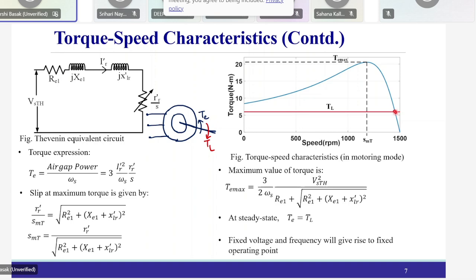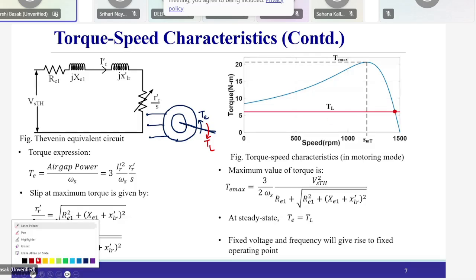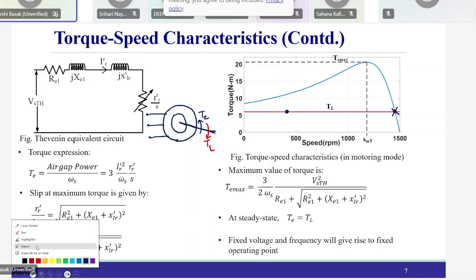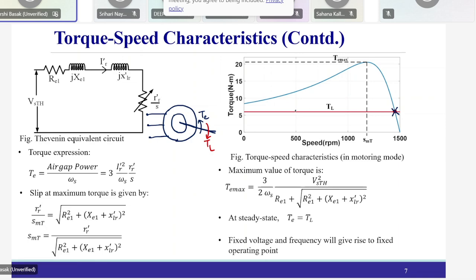Now suppose here, what is the speed? Here the torque output is, suppose, 6 Newton meter and the speed is around 1400 RPM. Right. Now we want the torque to be the same. Instead of this point, I don't want to operate here. I would like to operate at this point, or maybe take a whole number. I would like to operate at 500 RPM and get the same torque.